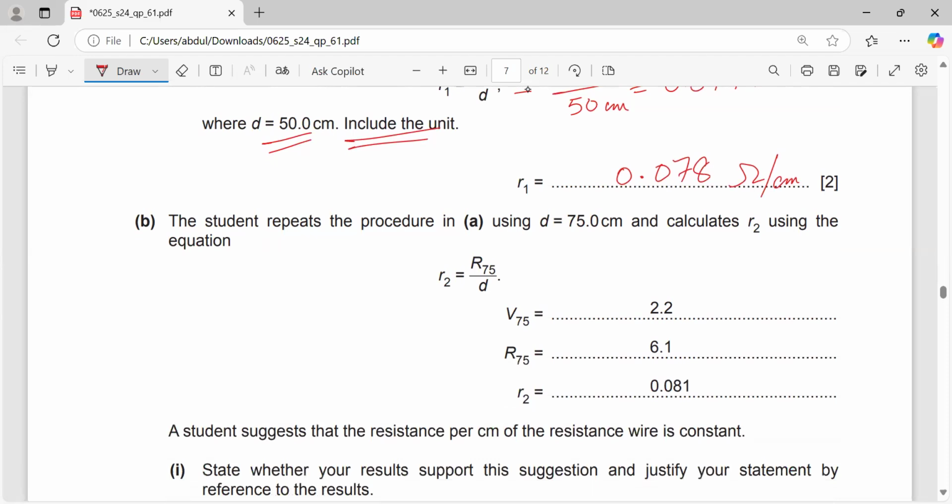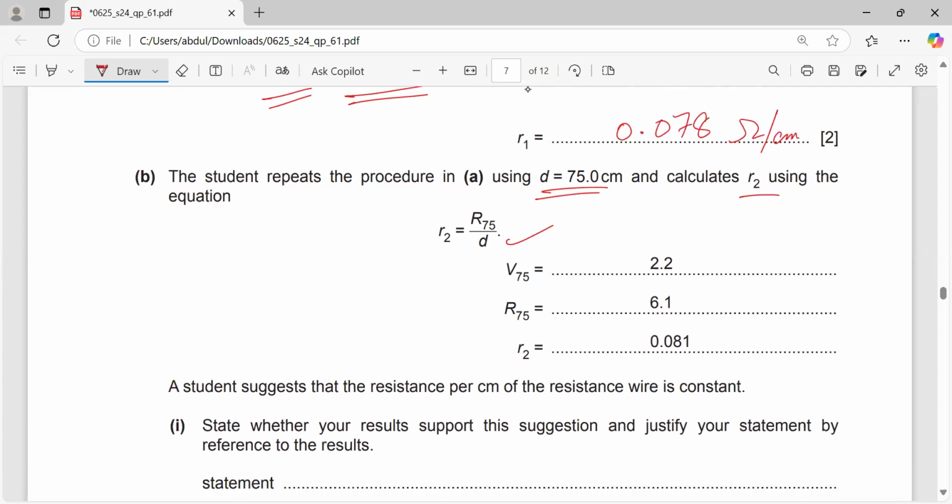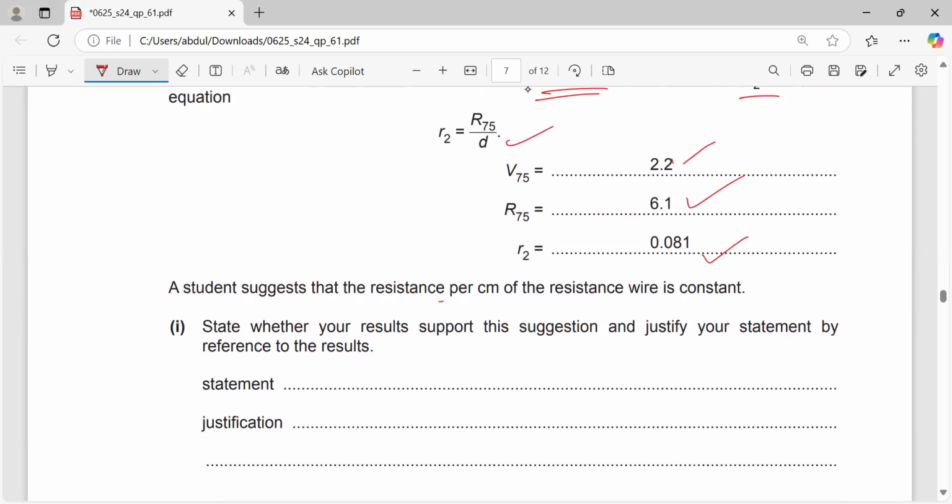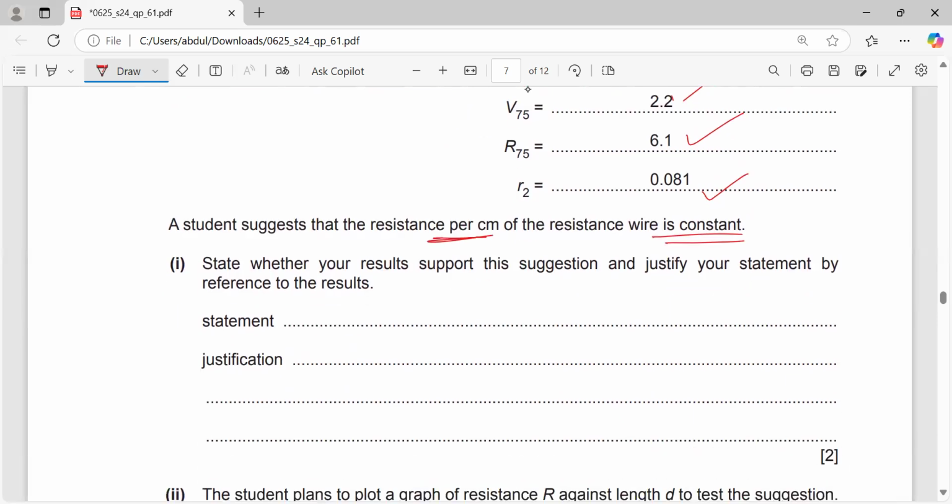The student repeats the procedure in A using D equal to 75 and calculates R2 using this formula. Now all the values are there. So 2.2, R75 is 6.1 and then R2 is 0.081. The student suggests that the resistance per centimeter, meaning R1 and R2, of the resistance wire is constant. State whether your results support this suggestion and justify your statement by reference to the results.